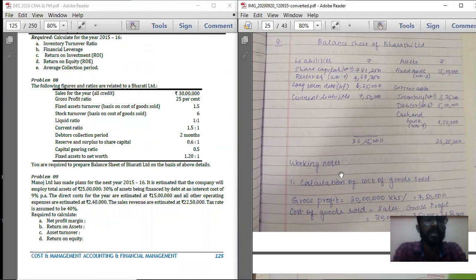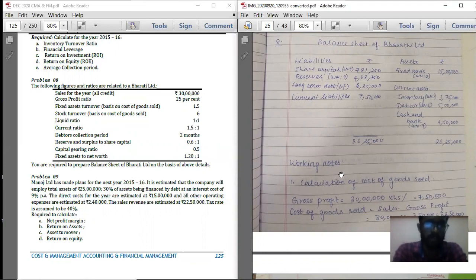The following figures and ratios are related to Bharati Limited. Sales for the year, all sales are on credit, 30 lakhs. Gross profit ratio 25%, which means 30 lakhs into 25%, which is 7,50,000. If we reduce that from 30 lakhs, we'll get 22,50,000 as the cost of goods sold.